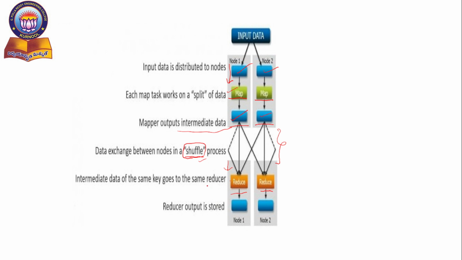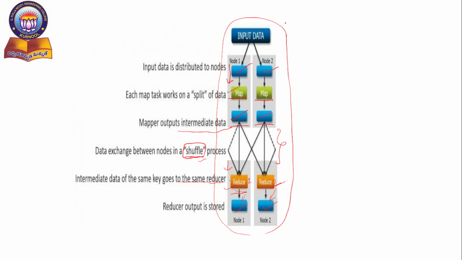Intermediate data of the same key goes to the same reducer. So based on the keys generated from the mapper and after the shuffle process, the data will be transferred to the reducer. Once the reducer gets input, it processes the data and generates the required output, and the output will be stored in the same node where it has been processed. For example, reduce 1 generates data that will be stored in node 1, whereas the data generated by reduce 2 will be stored in node 2. So this is the entire MapReduce process at a glance.